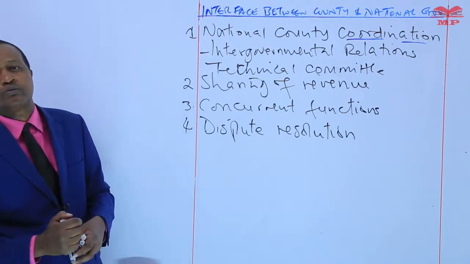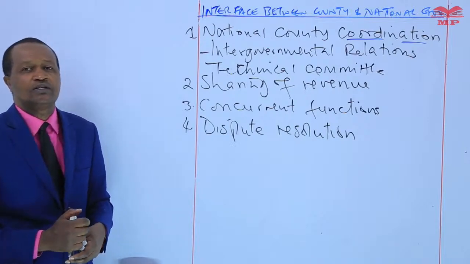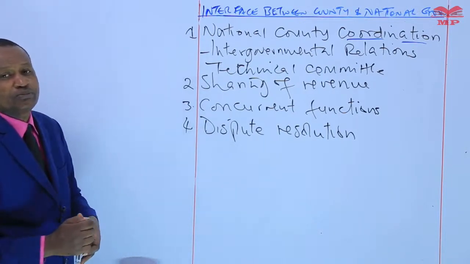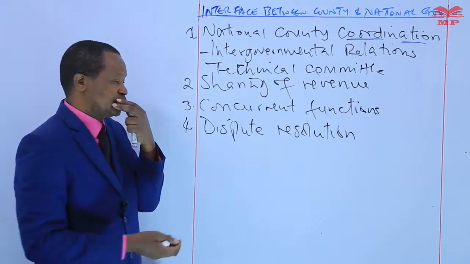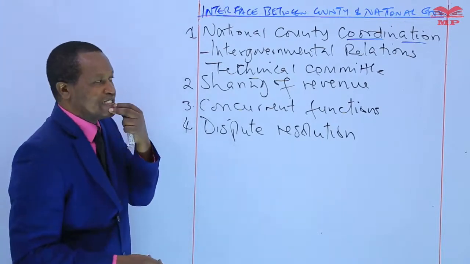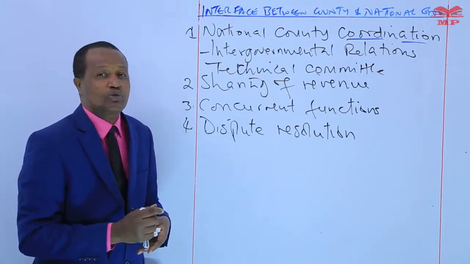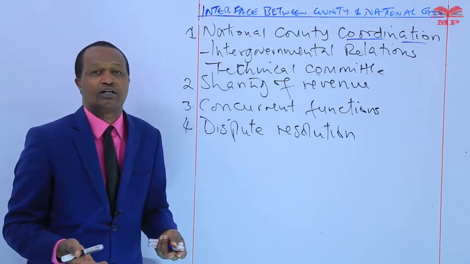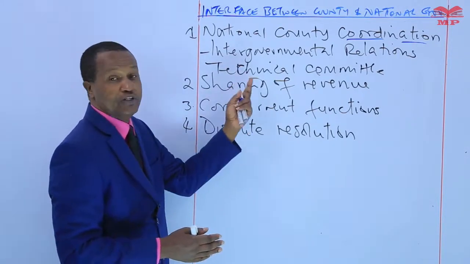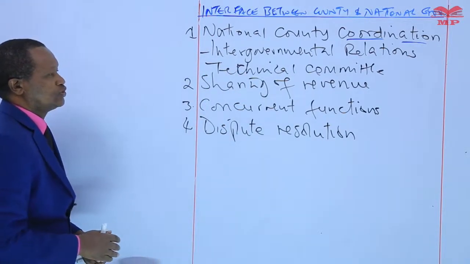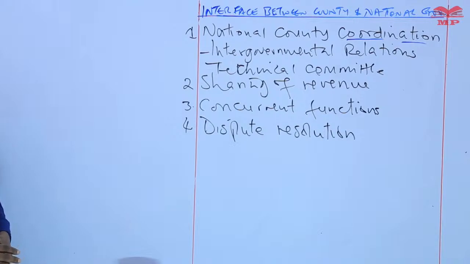The Constitution provides for mechanisms for doing what? For resolving disputes between the national and county governments. Such mechanisms are through negotiation, through mediation, and if negotiation and mediation do not work, then ultimately there are courts to help in resolving any conflicts that may arise between the national government and the county governments.